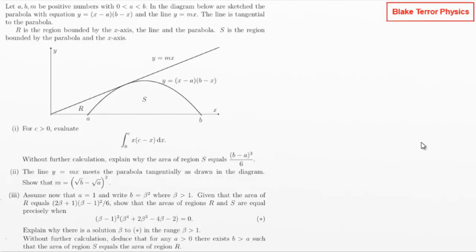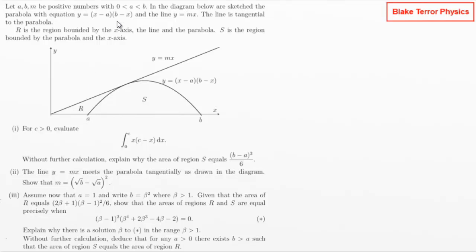Hello, this is question 3 from the 2019 MAT. Let A, B, M be positive numbers. A is between 0 and B. In the diagram below, I'll sketch the parabola with that equation and the line y equals mx. The line is tangential to the parabola. R is the region bounded by the axis, the line and the parabola, and S is that region.